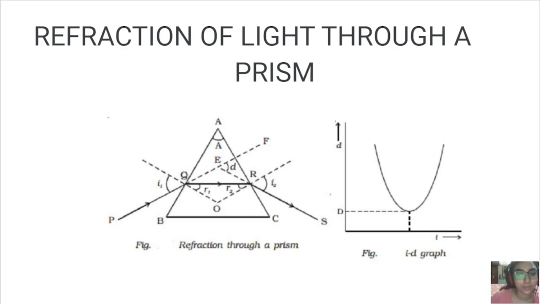So today we're going to be talking about refraction. We had already done a class on reflection. We talked about refraction in our own human eyes. We talked about defects of vision, where we talked about myopia, hypermetropia, and presbyopia.